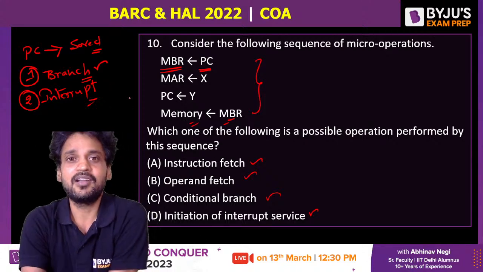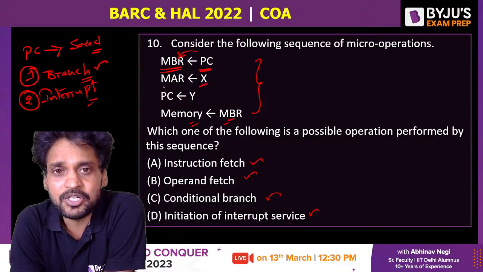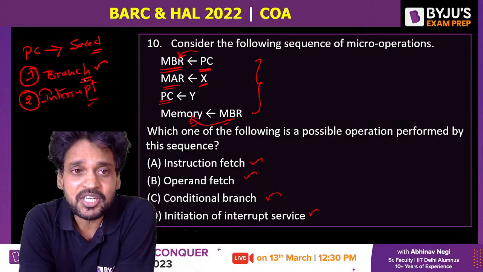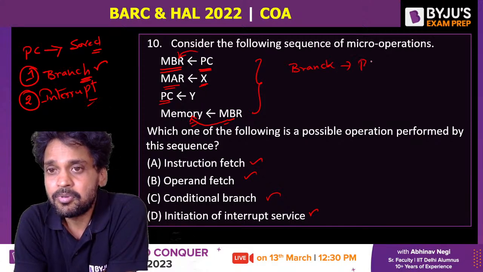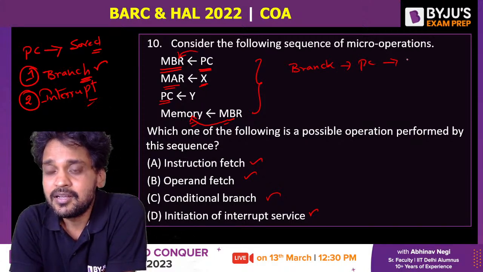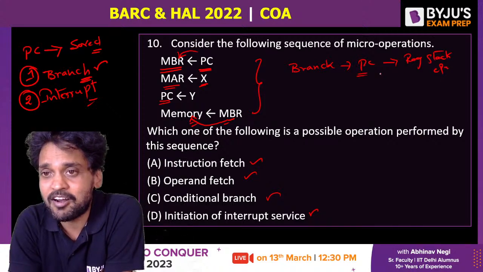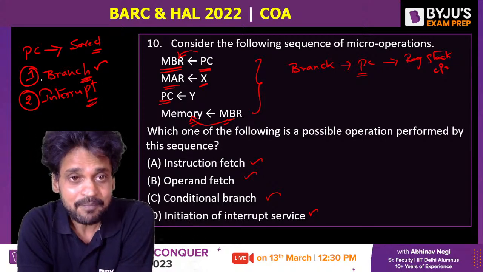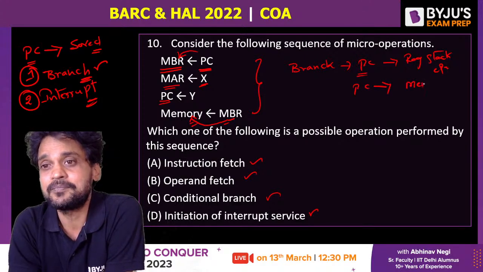We will see. Now the program counter is transferred to MBR. Some X value will be stored into MAR. The program counter is completely updated. Now MBR is getting transferred to memory. In the branch instructions, write it down: during the branches, the program counter will be saved in the register stack, the register stack in the CPU itself. The program counter is not stored into the main memory during the subroutine call. But during the interrupt, the program counter will be sent to the memory stack.